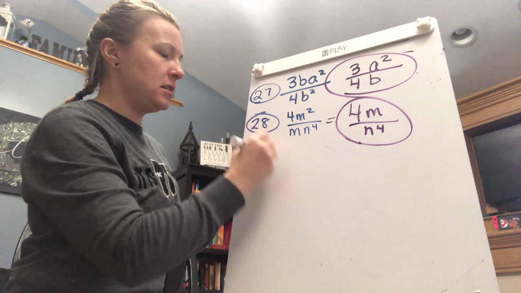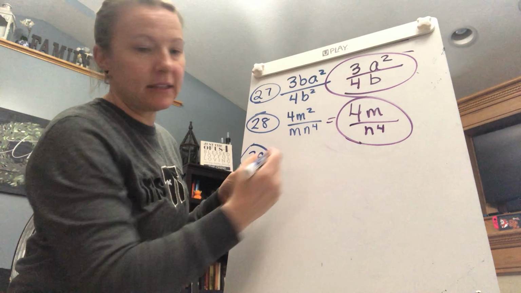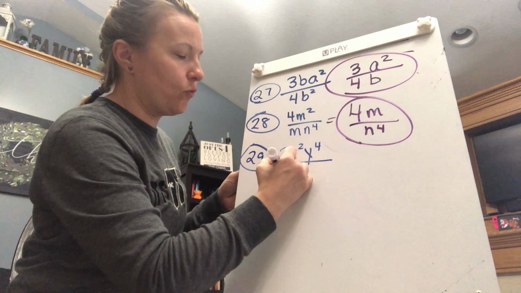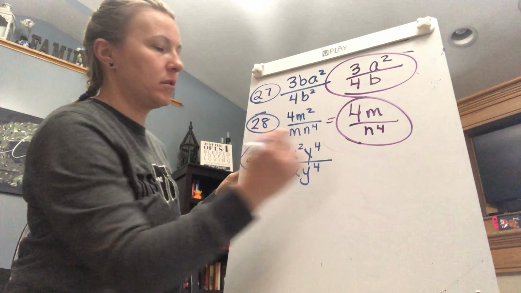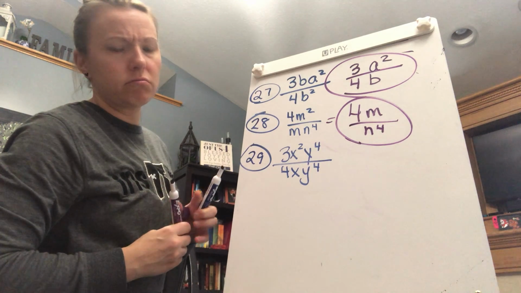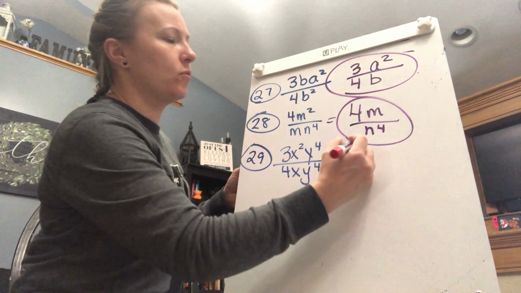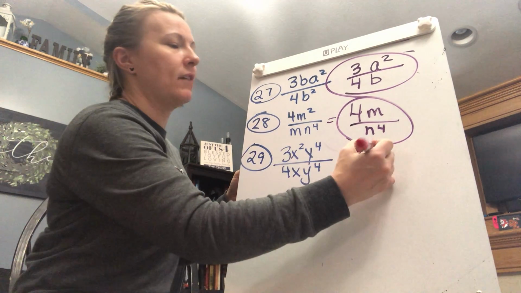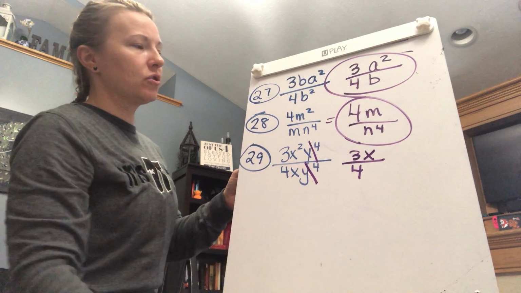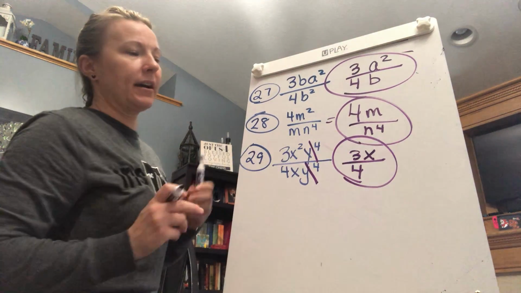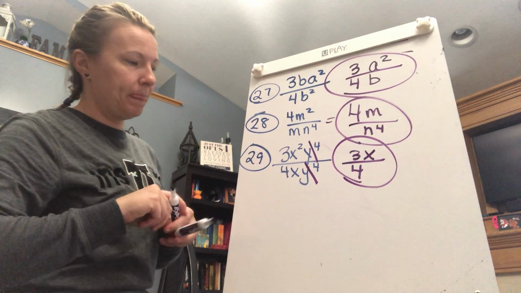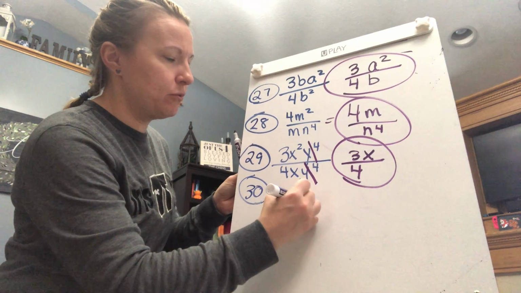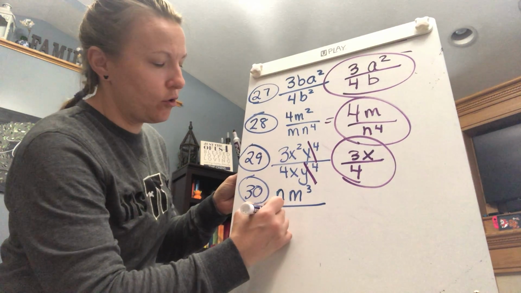Number 29 says 3x squared y to the 4th over 4x y to the 4th. Okay, 3 divided by 4 stays 3/4. He doesn't change. I have 2 x's on the top, 1 on the bottom, so I have an x on the top. The y to the 4ths cancel, and so I just get 3x over 4.